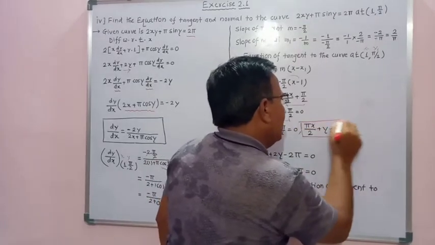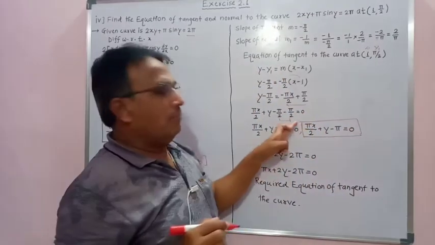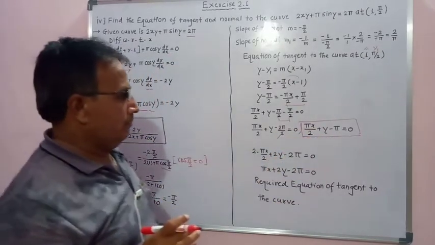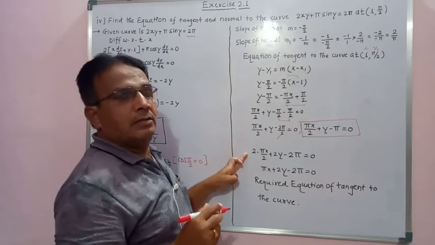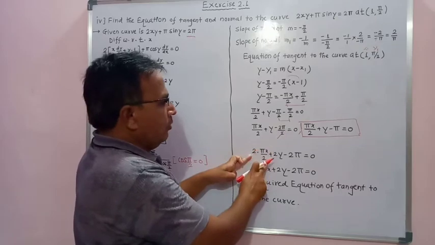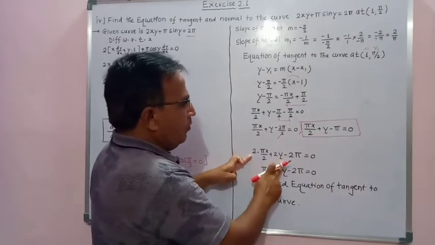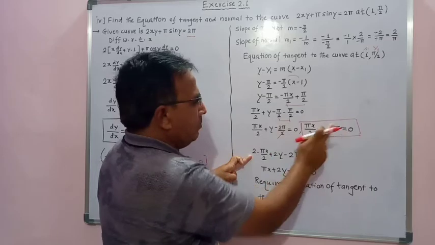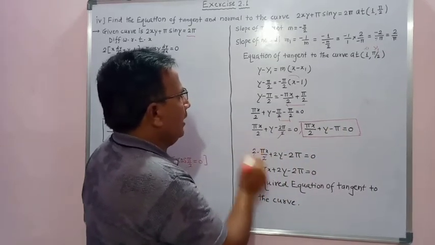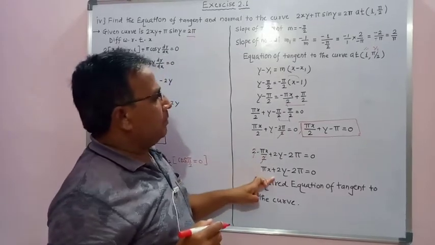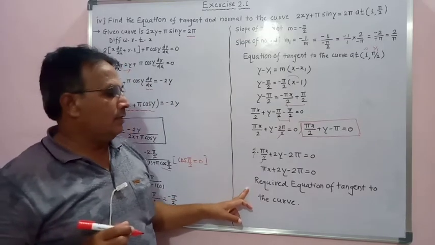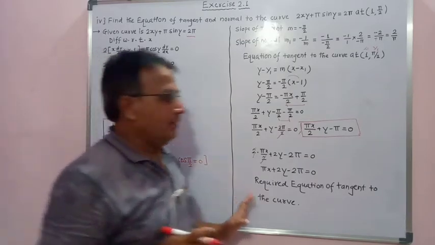Pi x divided by 2 plus y minus pi equal to 0. Okay, we multiply 2 on both sides. Therefore, 2 into pi x by 2, plus 2 into y is 2y, plus 2 into minus pi is minus 2 pi. Therefore, these 2 and these 2 are cancelled. Pi x plus 2y minus 2 pi equal to 0. This is the required equation of tangent to the curve. Okay.